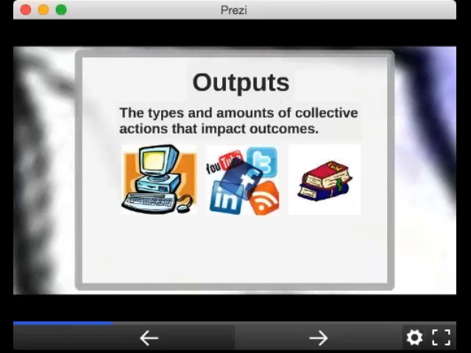And then the last is changes in policies or practices. Based on the work of the coalition, are there now policies in place that were not in place before? Which isn't to say that the coalition was the only group that may have led to those policies, but identifying what role the coalition plays in any change in practice or policy.